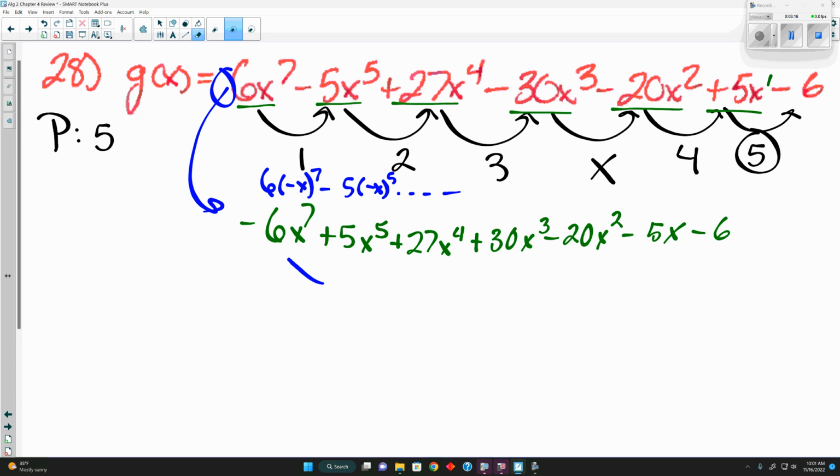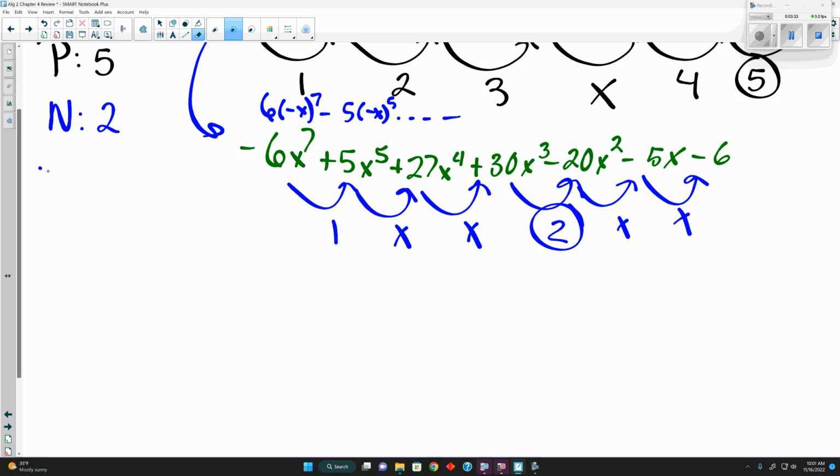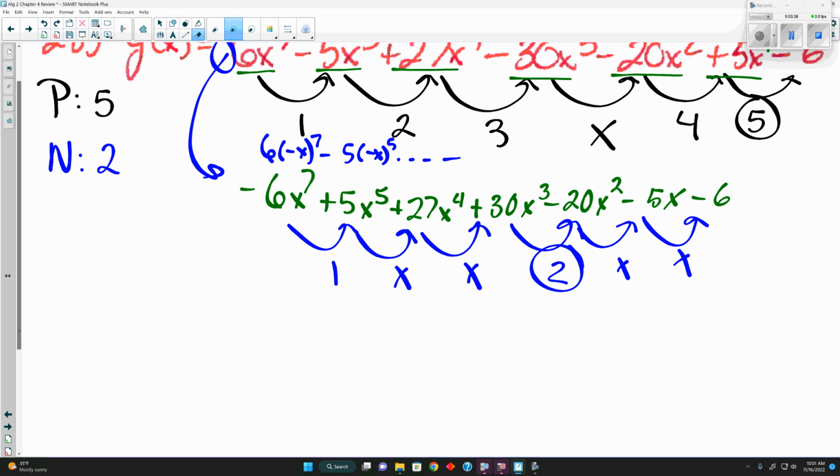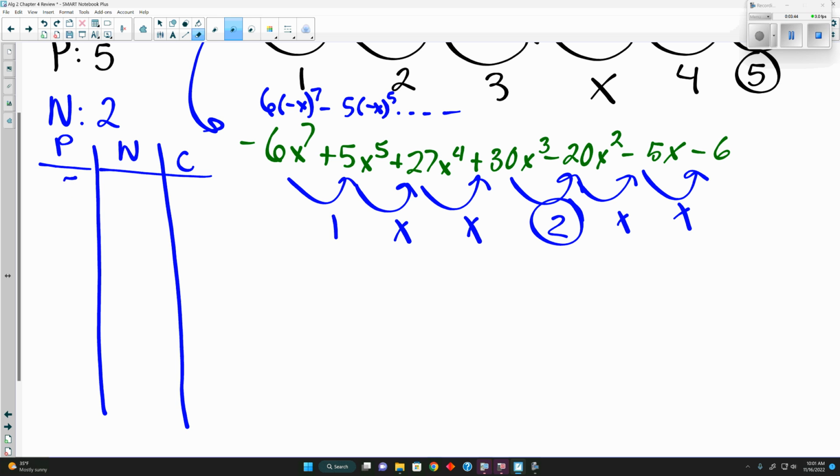And if we count the number of sign changes, well, there's 1. Doesn't change. Doesn't change. 2. No. No, so the number of negatives that we can have at most is 2. So our positive, negative, complex. So the most of each we can have at most 5 positives and 2 negatives. The degree is 7, so we would have 0 complex.